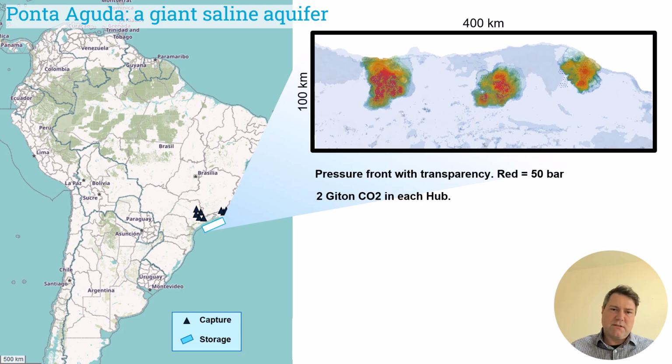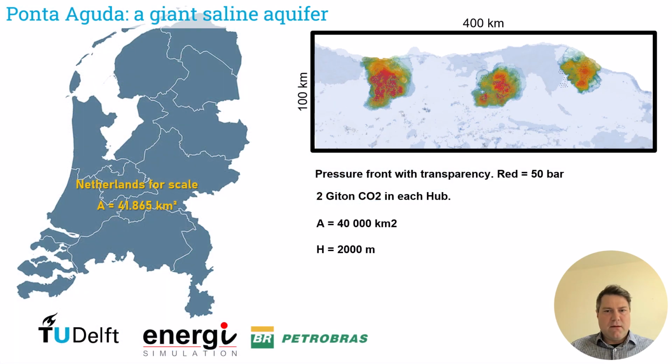Even if we put 3 different hubs in 3 different locations, and in each one of them we inject 2 gigatons of CO₂, even that amount of mass will only cover a small portion of the reservoir because it's very large. You can see here 400 kilometers by 100 kilometers. In fact, it has almost the same area as the country of the Netherlands, and it is thick. You can see here 2,000 meters of sandstone with some portion of shale.